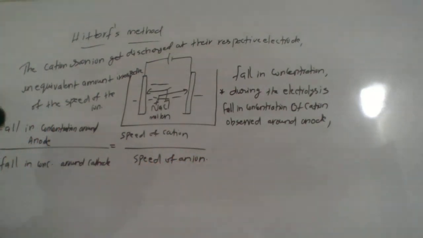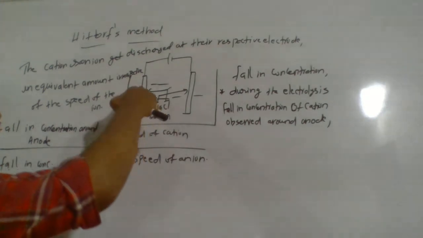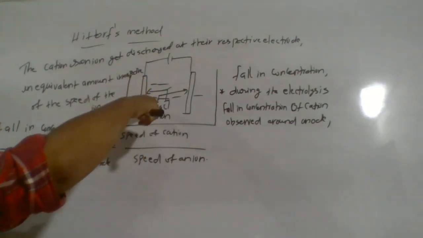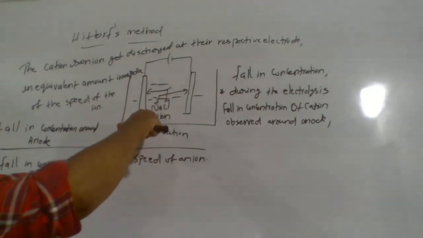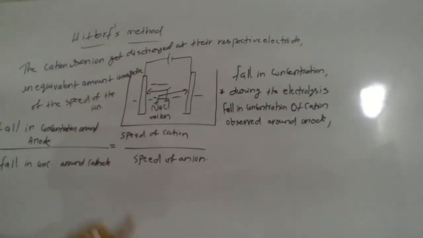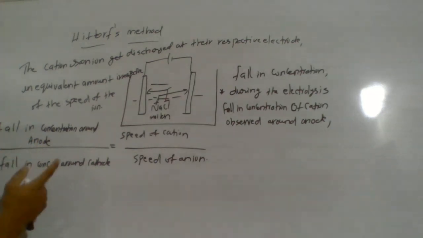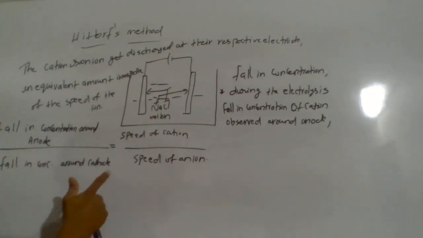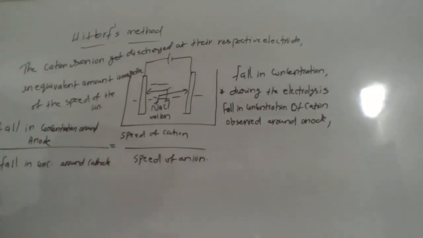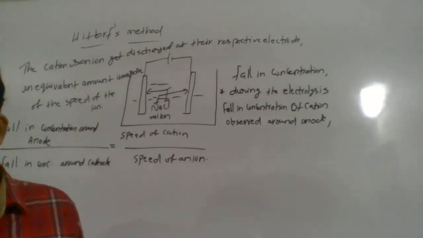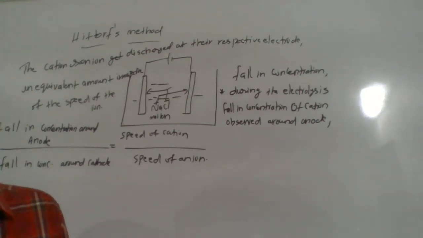This is something you can understand. The fall in concentration around the anode will be proportional to the speed of the cation. Look here: a fall in concentration means a decrease in concentration of Na plus ion, and that will be proportional to how fast the Na plus ion is moving. So fall in concentration around the anode divided by fall in concentration around the cathode will be equal to the speed of the cation divided by the speed of the anion. That's very important. This is the equation related to the Hittorf method.